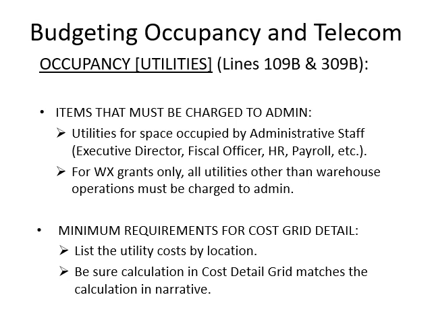The items that must be charged to admin for the occupancy utilities budget line item, which would be 309B, are the utilities for space occupied by admin staff, again, executive director, fiscal officer, human resources, payroll, for a few examples. For the weatherization grants only, all utilities other than warehouse operations must be charged to admin, which would be 309B. The minimum requirements for the cost grid detail: you must list the utility cost by location, and please be sure that the calculation in the cost detail grid matches the calculation in the narrative.